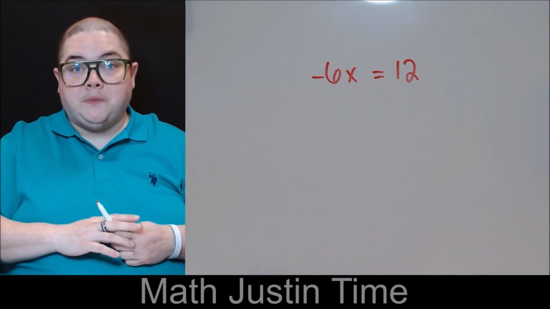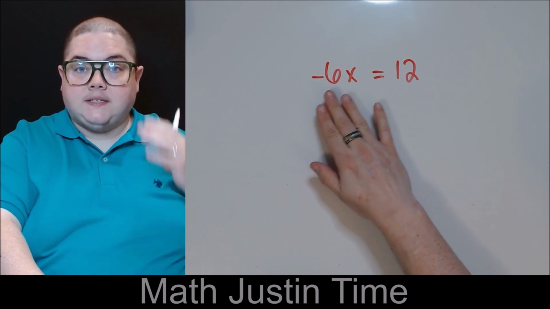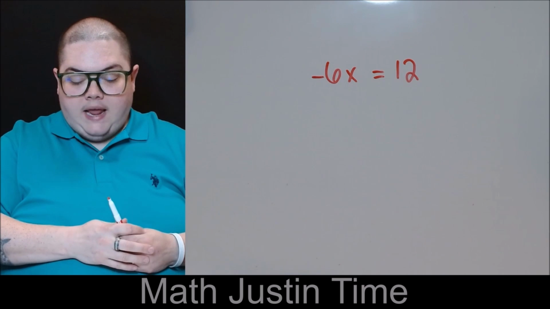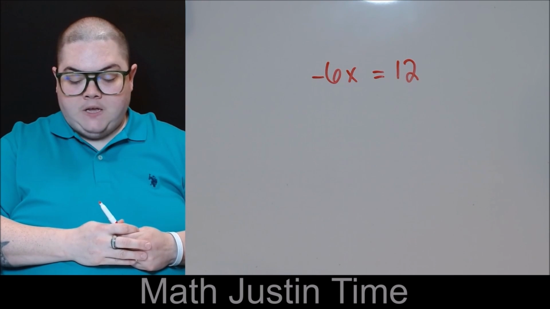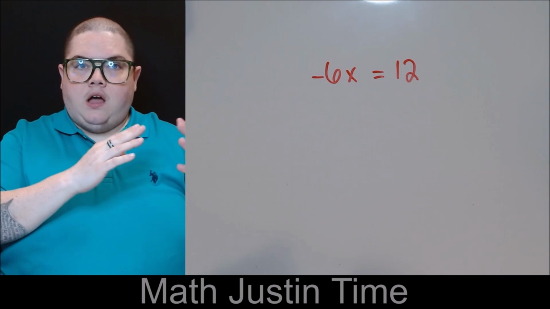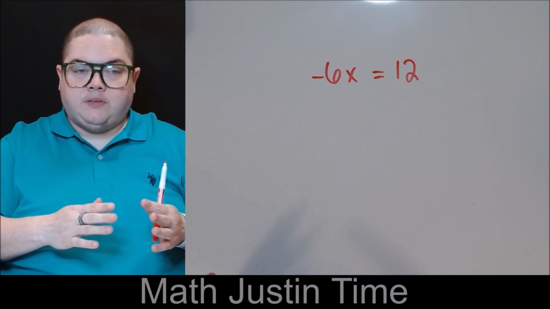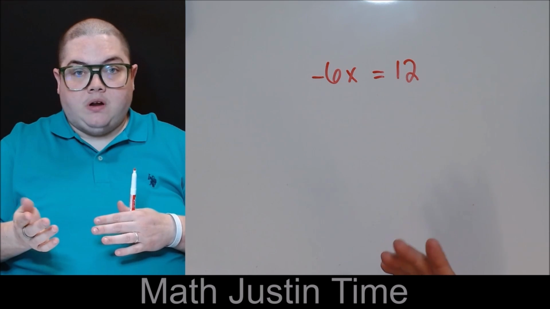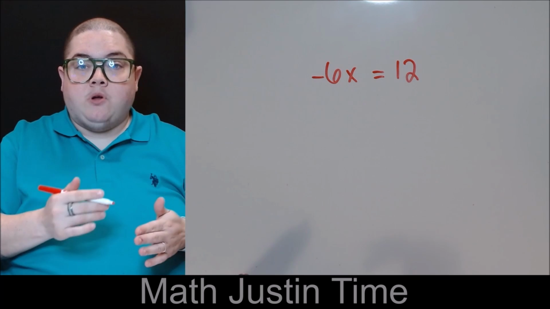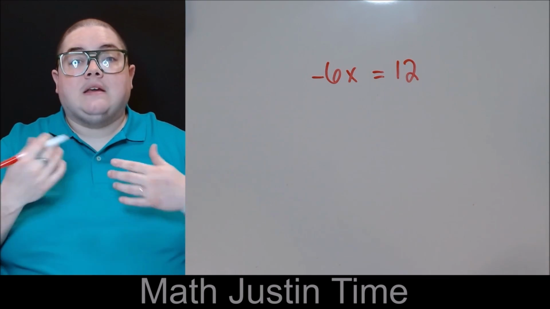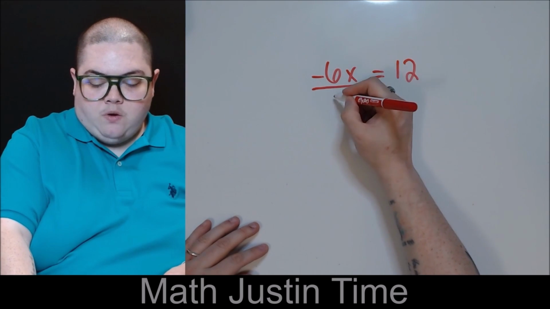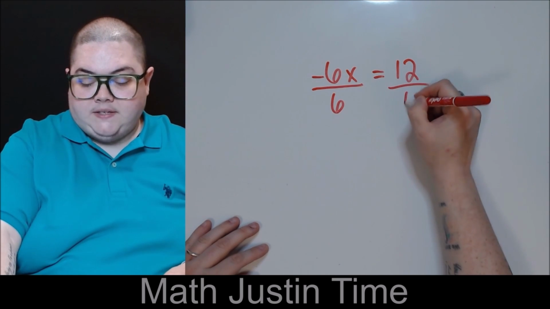Now this problem is a little bit different. We have a negative 6x equal to 12. So how do we get rid of the negative sign? Well, that's a good question. If we have a negative number and we multiply it by a positive number, it's still negative. But if we have a negative number and we multiply it by a negative number, then it becomes positive. So it's the same thing with division. So we know we're going to have to divide each side by 6.